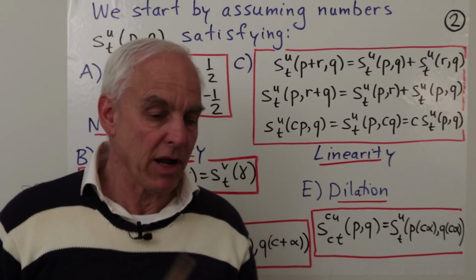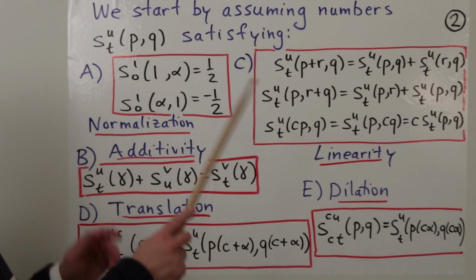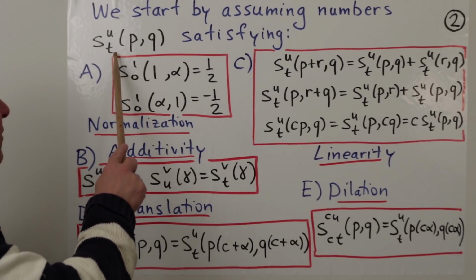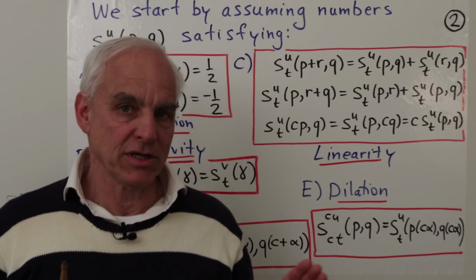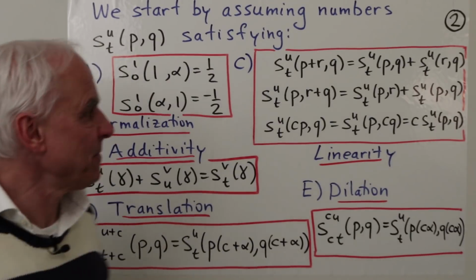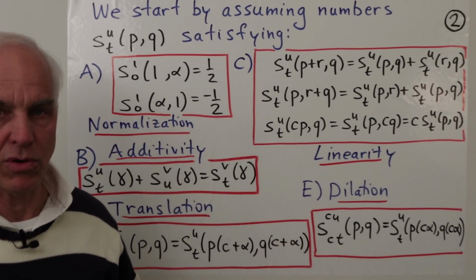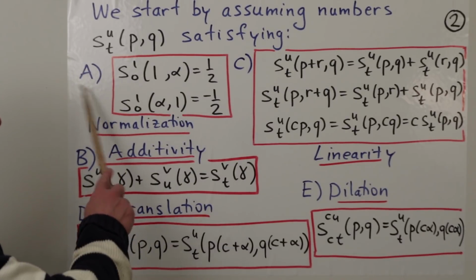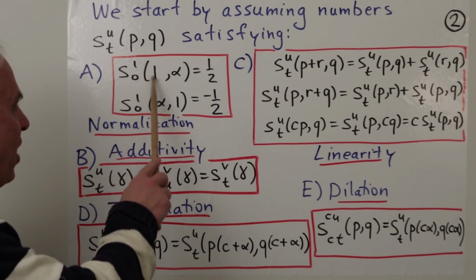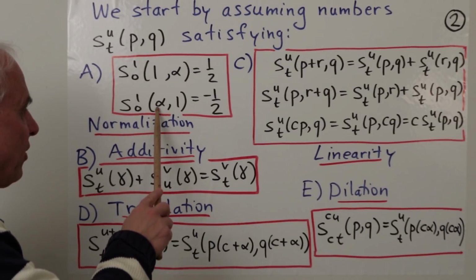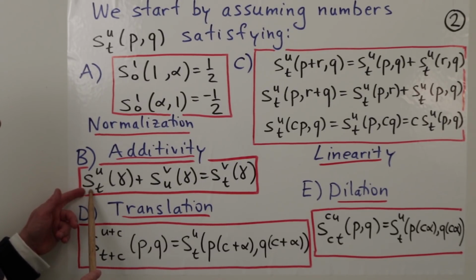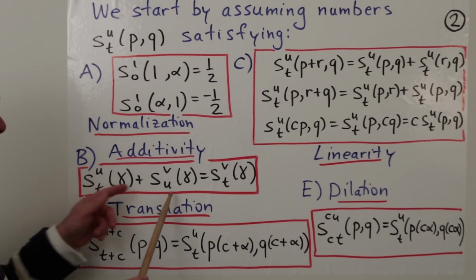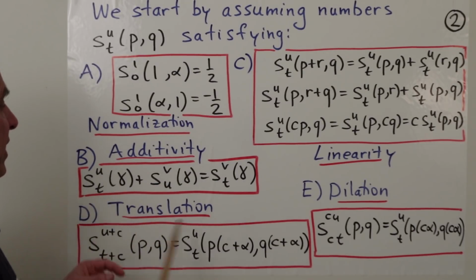Okay? So in this first part, I want to start by assuming that we have numbers, signed areas, S from T to U of P, Q, for any polynumbers P and Q, and for any numbers T and U, such that these 5 properties always hold. Okay, and the properties are, first, the normalization property, that S from 0 to 1 of alpha, 1 is a half, that S from 0 to 1 of alpha 1 is a minus a half. The additivity property, that the signed area from T to U of a curve plus the signed area from U to V of the curve is the signed area from T to V of that curve.